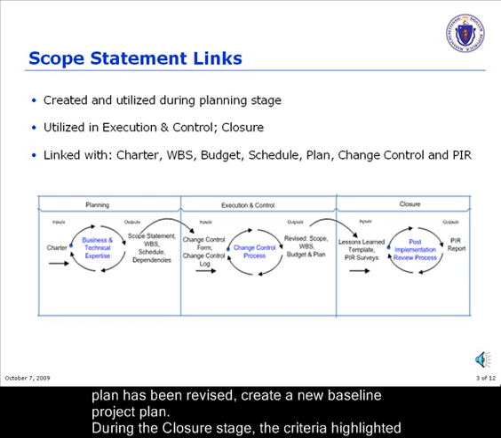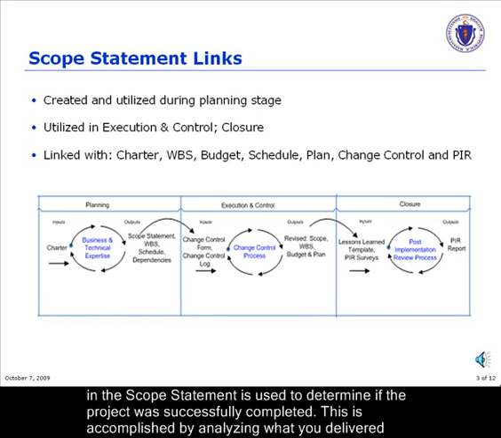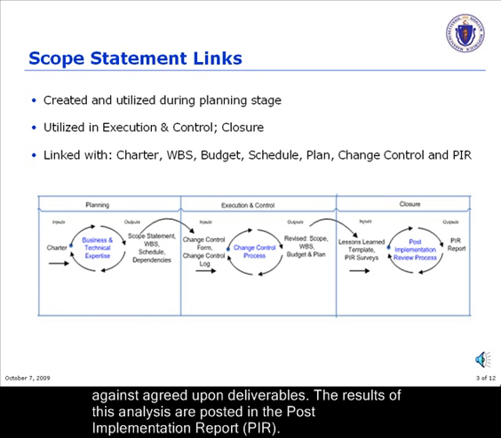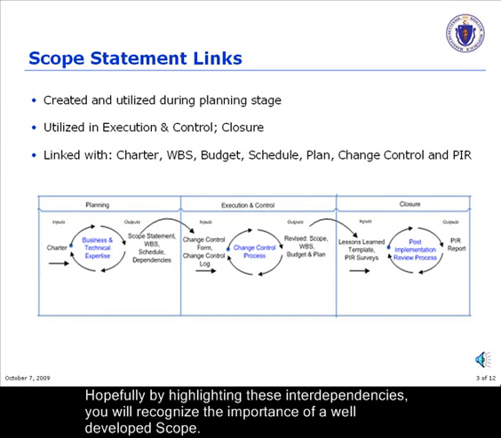During the closure stage, the criteria highlighted in the scope statement are used to determine if the project was successfully completed. This is accomplished by analyzing what you delivered against agreed-upon deliverables. The results of this analysis are posted in the post-implementation report. Hopefully, by highlighting these interdependencies, you will recognize the importance of well-developed scope.